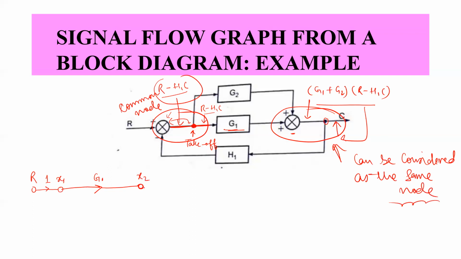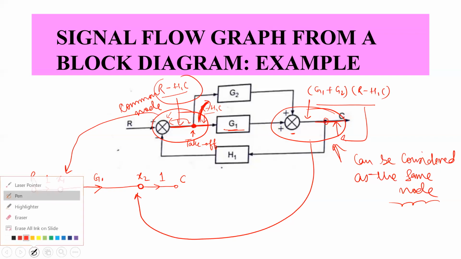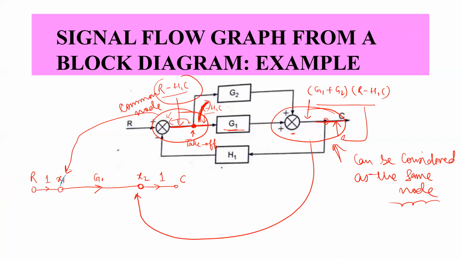For example, this node is X2, and the gain from this point to this point is 1. So we will take it as 1, right? Now we can see that this is a common node which is represented by this one. This is a common node which is represented by this one, right? Now we can see that we have a takeoff point here, right? So we will take a branch, and the transmittance of this branch is G2, and it terminates here.